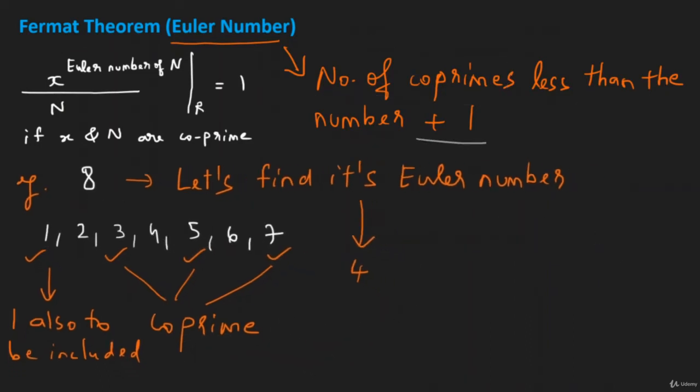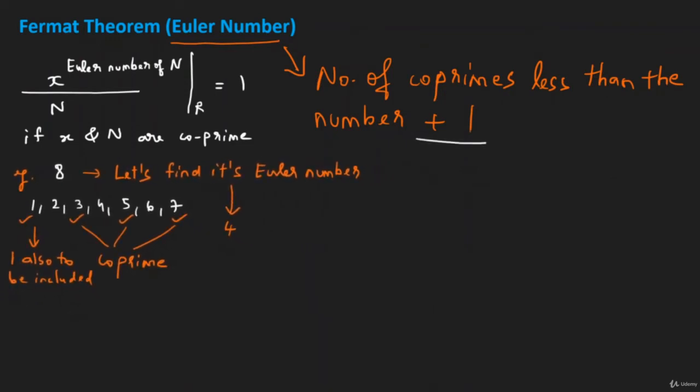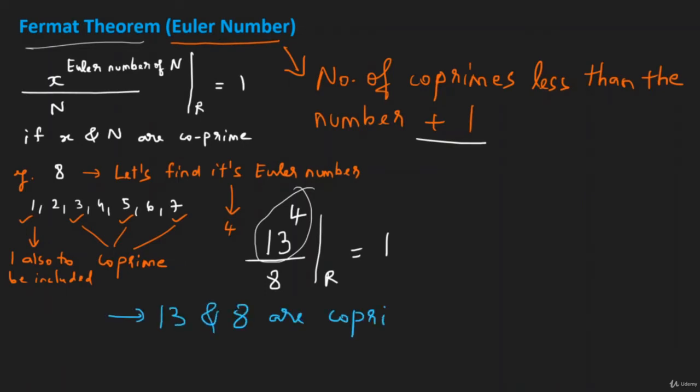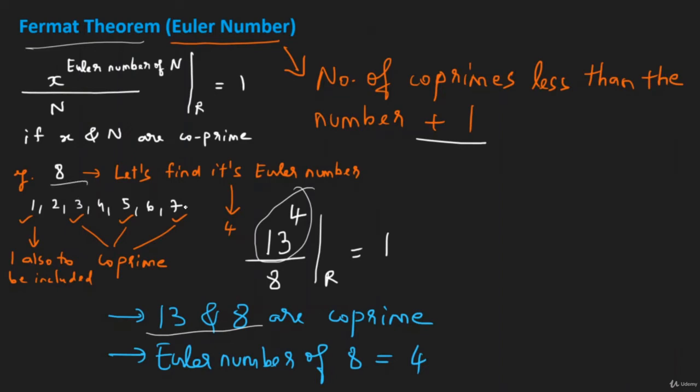Alright, let me keep that aside. Now, say you have a question that says 13 to the power 4 divided by 8, and you need to find the remainder. As per the Fermat theorem, you can immediately say that the answer is 1. Why is that? 13 and 8 are co-prime. There is no common factor between 13 and 8, and we have just seen that the Euler number of 8 is 4. Therefore 13 is raised to the Euler number of 8, which is 4. Therefore, as per the Fermat theorem, 13 to the power 4 divided by 8 gives you a remainder of 1.